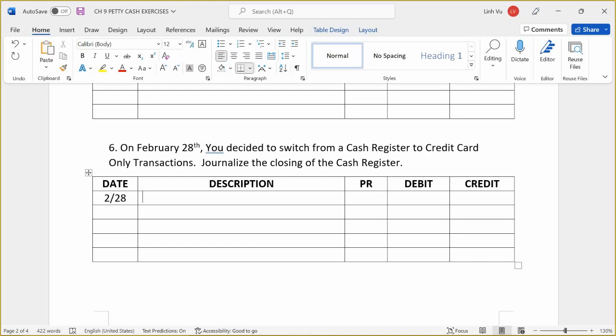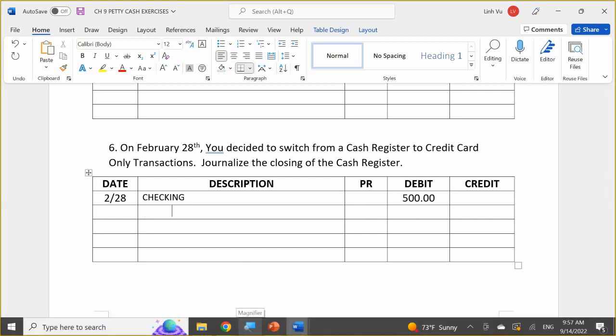You would debit cash register? Am I increasing my cash register or decreasing my cash register? Decreasing. Wouldn't you do checking and the amount? Correct, because I'm closing out my checking account, right? Where does the money go? You're going to put it in your checking account, so you're going to be increasing your checking account. For how much? $500. And then what are you going to be crediting? The cash in register. Yes.